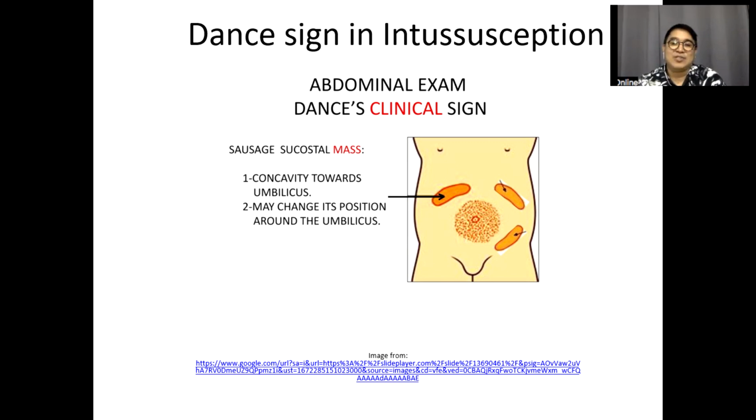Dunn's sign in intussusception is described as the feeling of emptiness on palpation of the right lower quadrant of the abdomen. Now, this indicates the presence of your intussusception, which is the telescoping of the intestines.